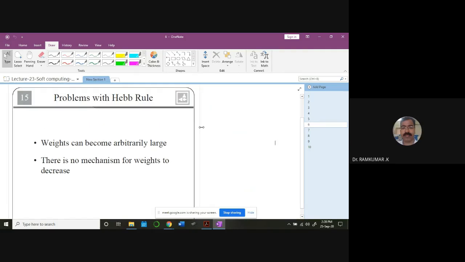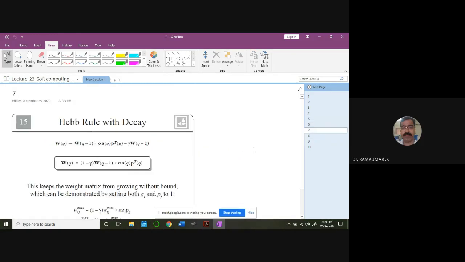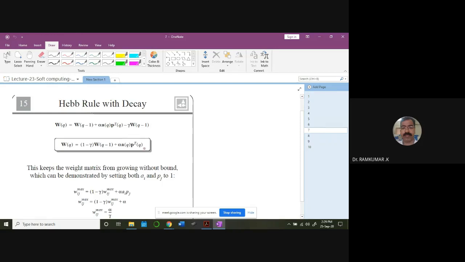So weights can become arbitrarily large. There is no mechanism for weights to decrease. So that's the problem. You keep showing the network more and more banana. If it keeps seeing more and more banana, then gradually every iteration the weights are going to get increased. This weight will become a huge value after some time. So that will be a problem. In fact, that can be addressed with the help of Hebb rule with decay for the same unsupervised problem. It is not supervised, remember this. It is unsupervised mode of learning.